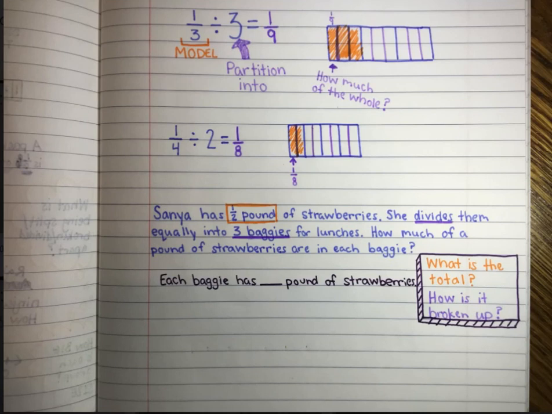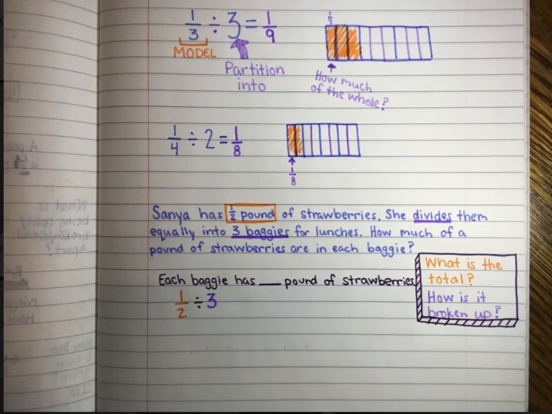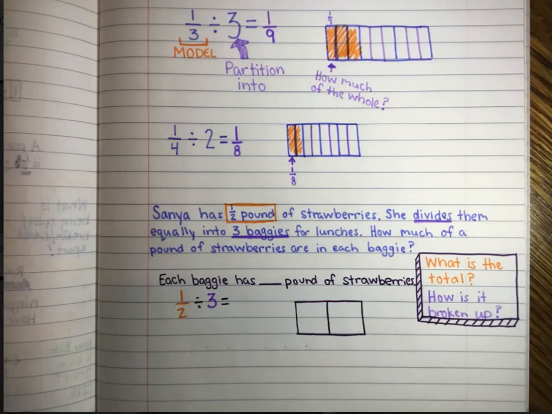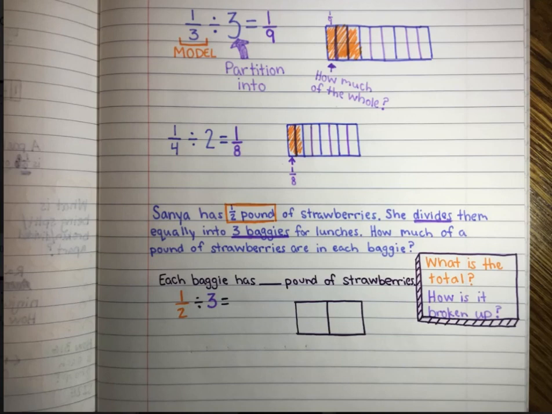In order to solve this, we would take our total, 1/2, and we would divide it by 3 because we're taking that half a pound and partitioning it into 3 different baggies. Again, I'm going to have you please pause the video and try to solve this on your own, then continue to take a look. All right, thanks for working so hard on that.